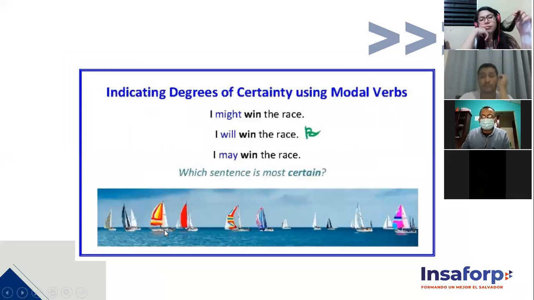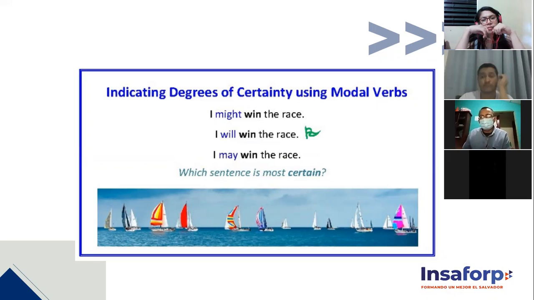Look at this one. If we want to talk about degrees of certainty, which is today's topic, we have three sentences here, okay? I might win the race, I will win the race, I may win the race. Three sentences, which one is more certain? Which is the most certain according to this one? What do you think? Might, will, or may? Because the three express certainty. Will. Will, we have the little flag right there indicating, right? So it's will.